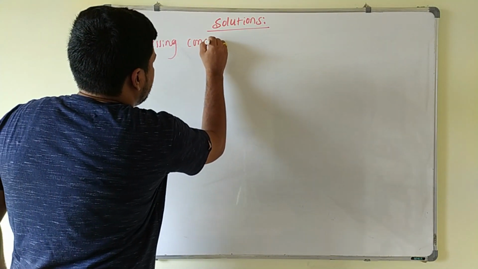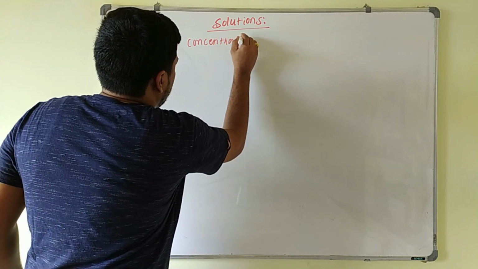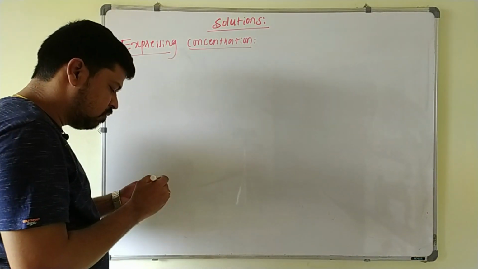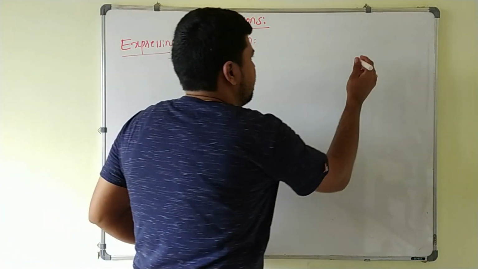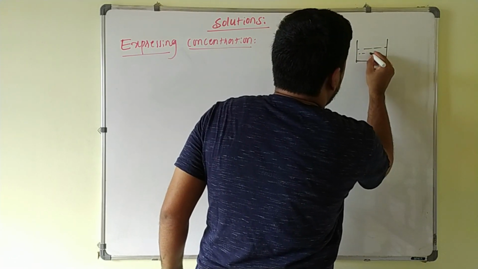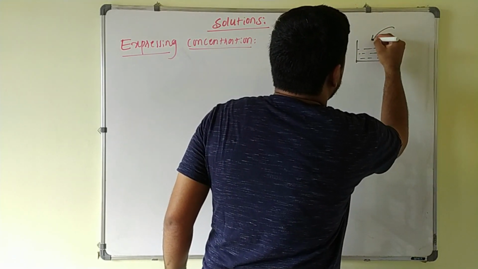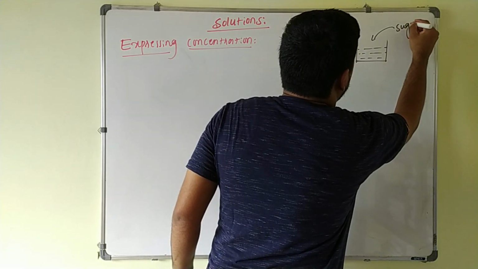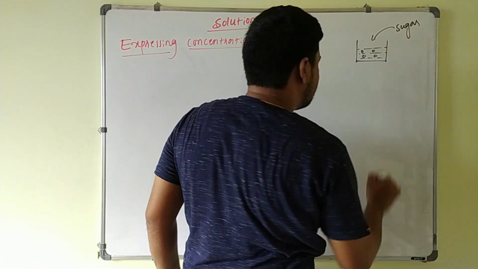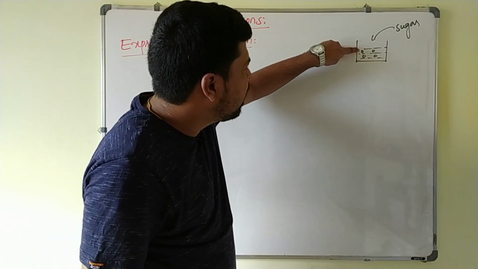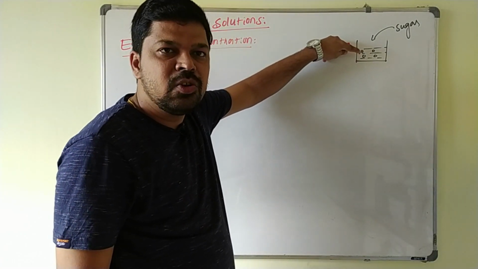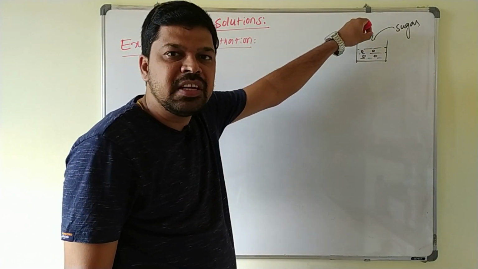Expressing concentration of solute in the solvent. For example, if some water is present here, and you add some amount of sugar, it is dissolved here. Here are the sugar particles. How much amount of sugar is present in the water, how much amount of solute is present in the solvent, that is called its concentration.